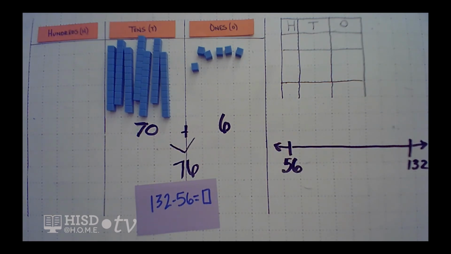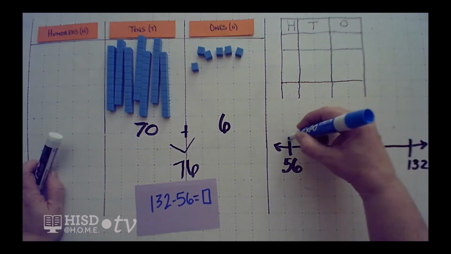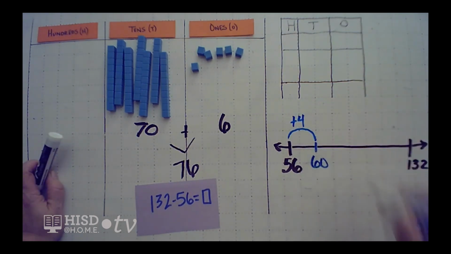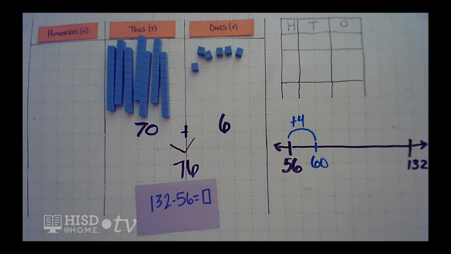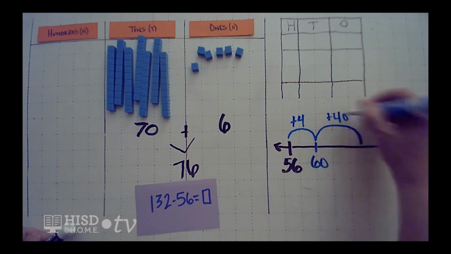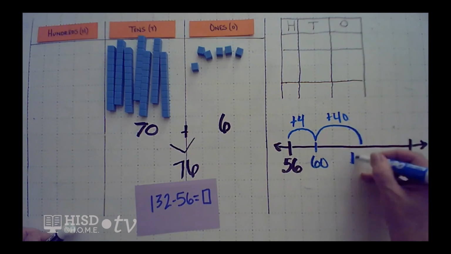Let me grab another color. So here's what we do. I'm a big fan, and I know most of you are, of friendly numbers. I love when I can get to a 10. So if I'm at 56, I know that if I make a jump of 4, that's going to get me to 60. So 56 and 4 is the same as 60. And then I've got to get all the way to 132. So here's my problem. I'm at 60, but I know that if I make a big jump of 40, that 60 and 40 is 100.